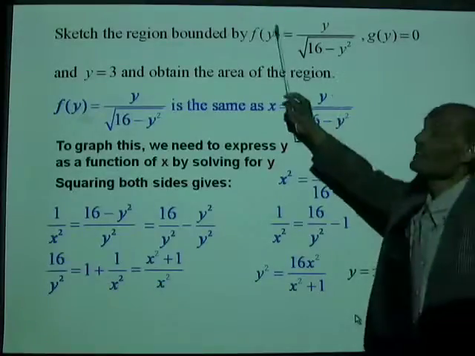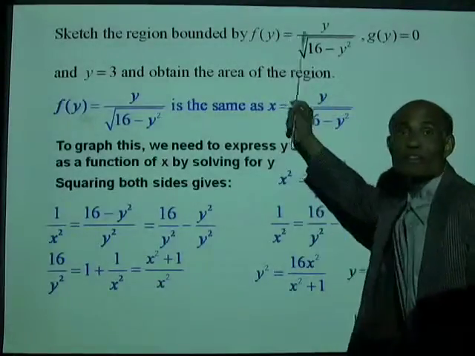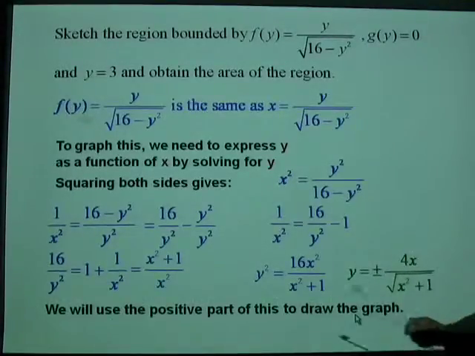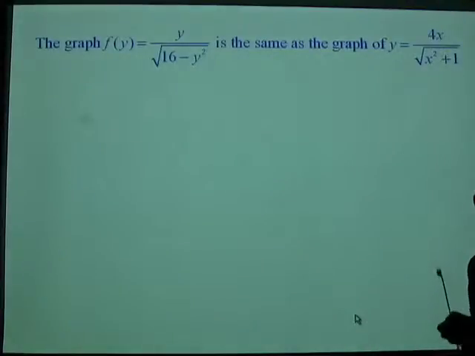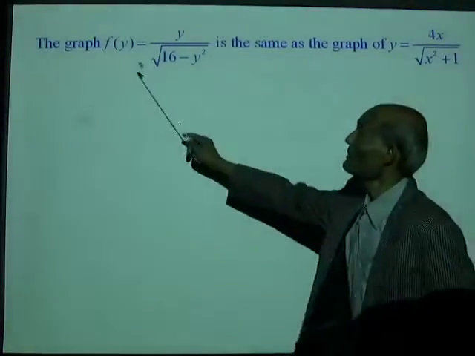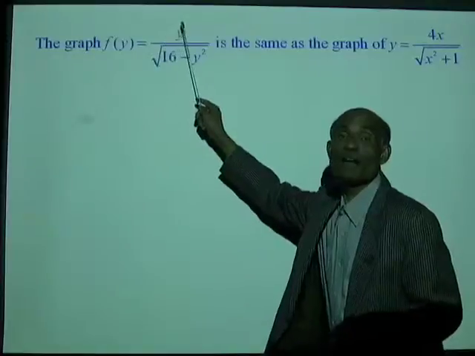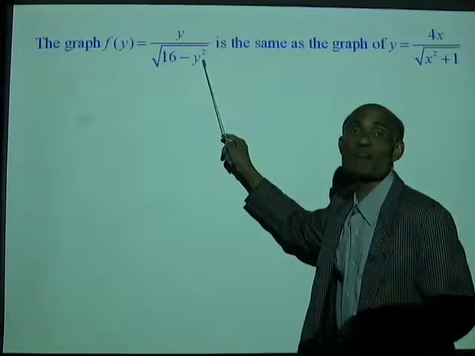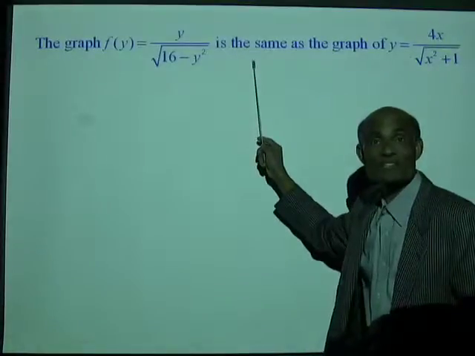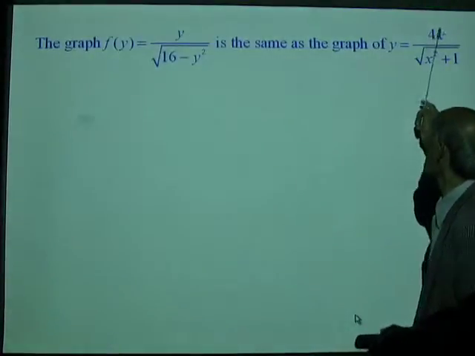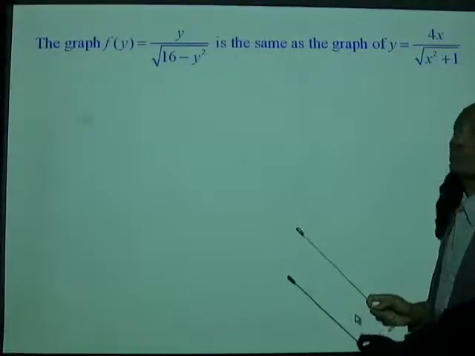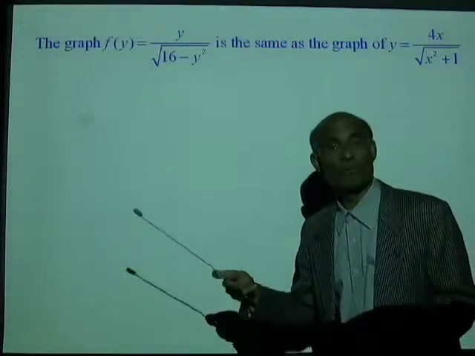In other words, the graph of this function is the same as the graph of the positive part of this function. So we will use the positive part to draw the graph. The graph of f of y equal to y over square root 16 minus y squared is actually the same as the graph of y equal to 4x over square root of x squared plus 1. I hope you understood what actually happened.